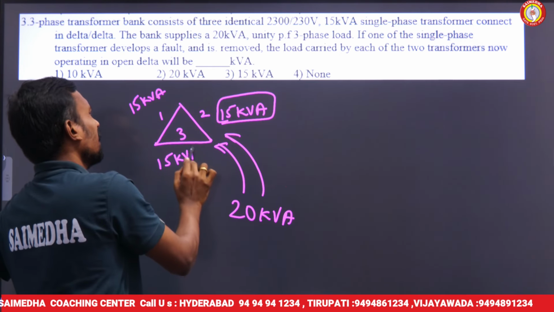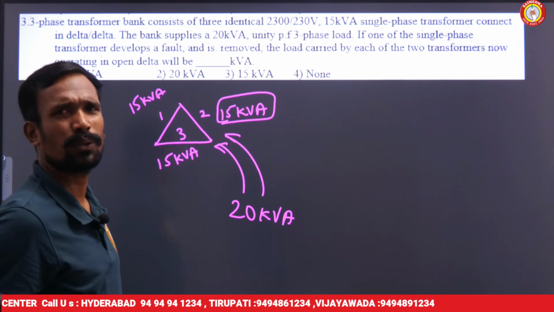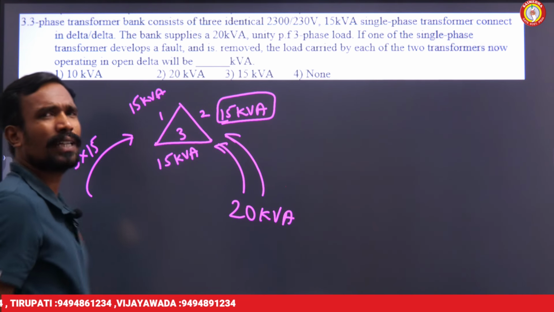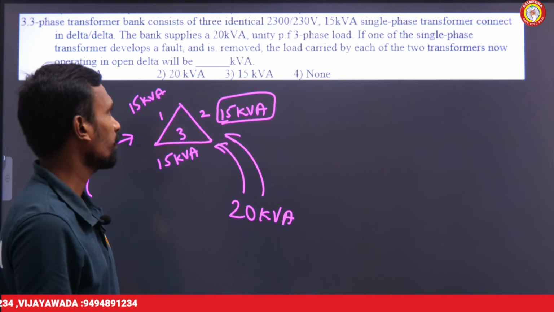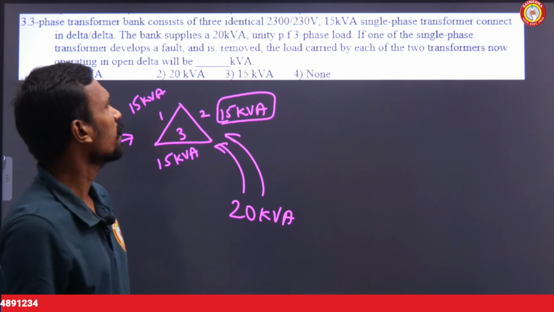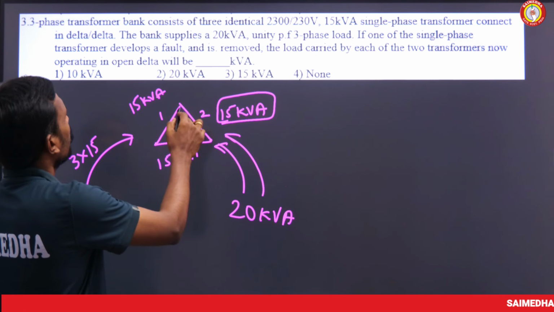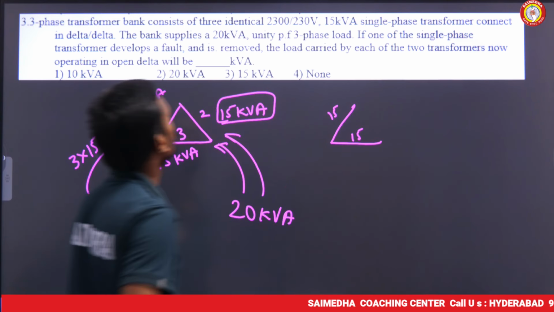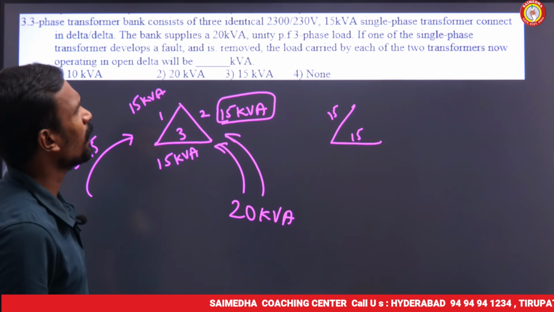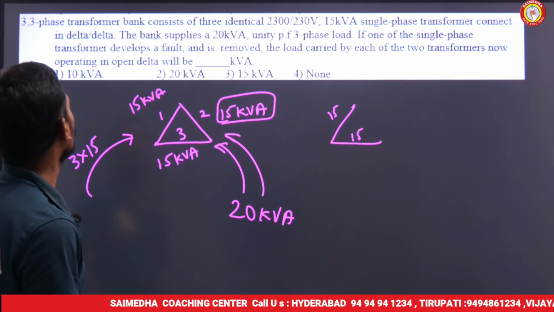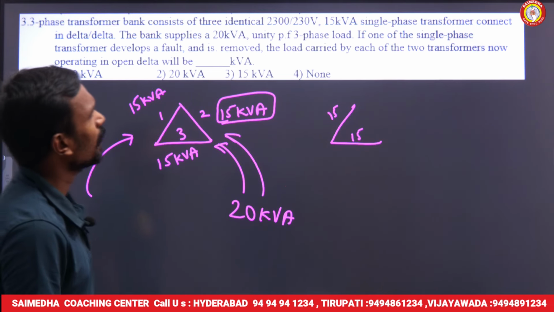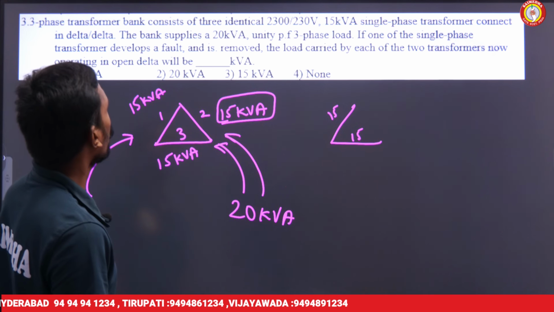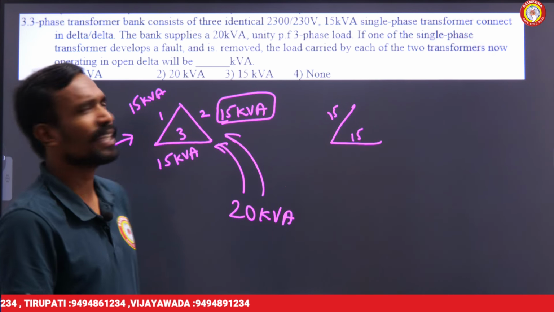But I have very little load, just 20 kVA. Actually, I can load up to 45 kVA here, but I don't have that much load. I have only 20 kVA, a unity power factor three-phase load. If one of the single-phase transformers develops a fault, now we have only 2 transformers. The load carried by each of the 2 transformers, now operating in open delta, will be dash kVA.